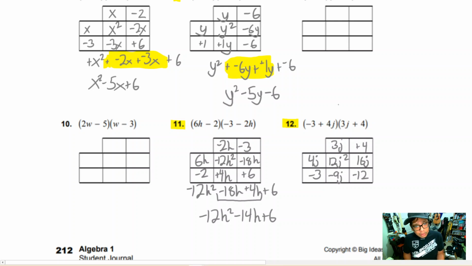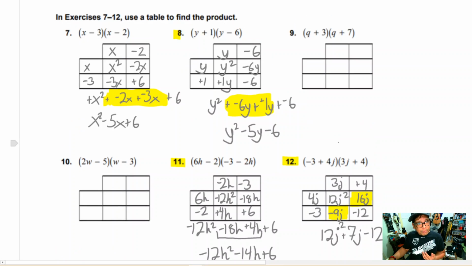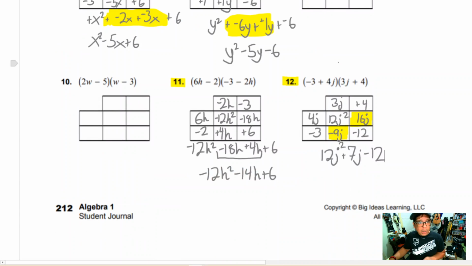I'll show you the trick here. 12j squared I'm going to write first. And then I'm going to take a look at the diagonal squares here. They have the same term. Okay, they are the same monomial. So 16 minus 9 is, what is that, guys? 7, so plus 7j. And I forgot my square here. And then my minus 12 just gets flipped out like that. Okay, so that was kind of done at varying speeds. Hopefully you got better at this as we went on.